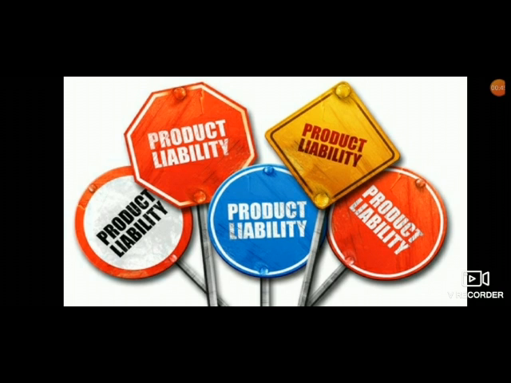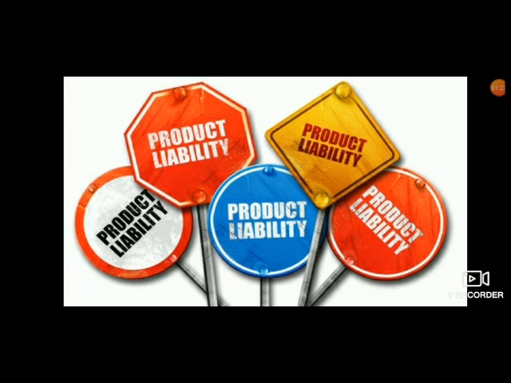There are three types of product defects that can result in product liability cases. The first one is design defects. Design defects are present in a product from the beginning, even before it is manufactured. In that, something in the design of the product is inherently unsafe.